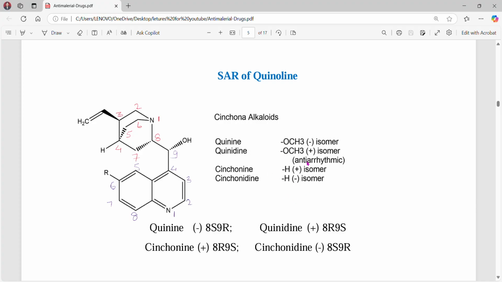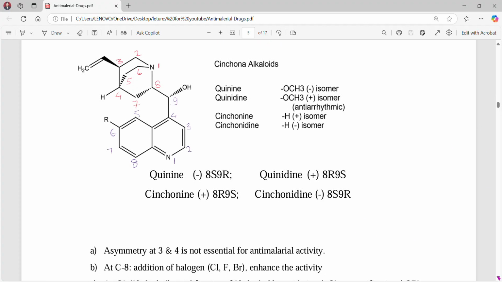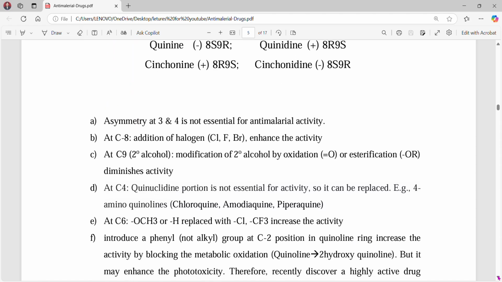All these are derivatives of 4-quinoline methanol, which is linked with the substituted quinoline nucleus. Quinine is a methoxy derivative, then quinidine is its dextroisomer, which also has anti-arrhythmic property along with the anti-malarial action, then cinchonine and cinchonidine. So these are the drugs which we isolate from the cinchona bark.